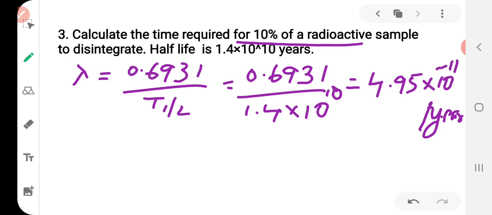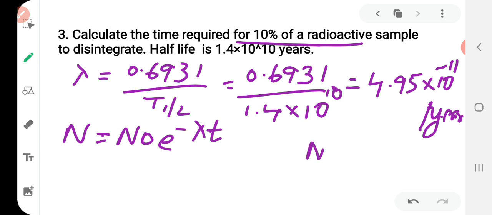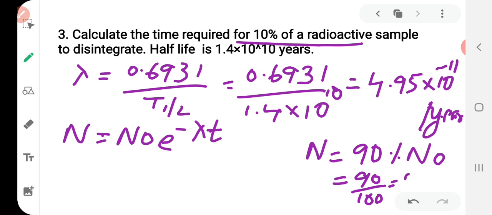And the equation is N is equal to N0 e raised to minus lambda t. What is the present number of samples N? The question is, 10% of the radioactive sample is disintegrated. So what will be left in the sample? Only 90% of the sample will be left. So the number of samples is 90% of N0. So 90% you know is 90 by 100, that is 0.9.